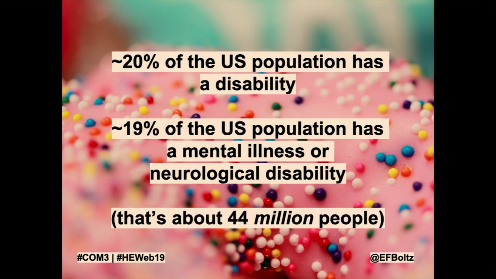And adding in around 19% of the population has some kind of mental illness or neurological disability. If you've heard the term neurodiverse or neurodiversity, this is what we're talking about. So that would be people whose brains function differently than people who are neurologically typical or neurotypical.